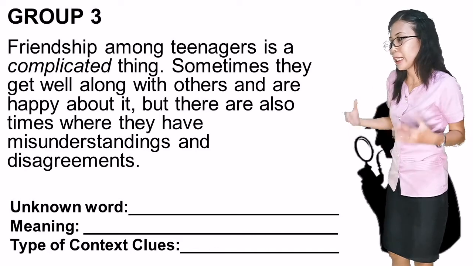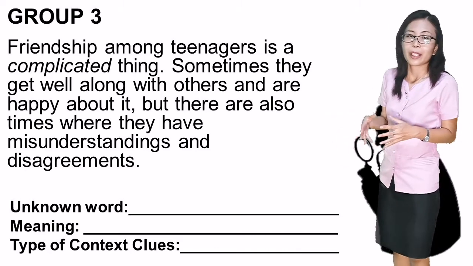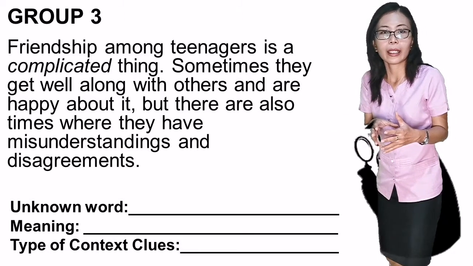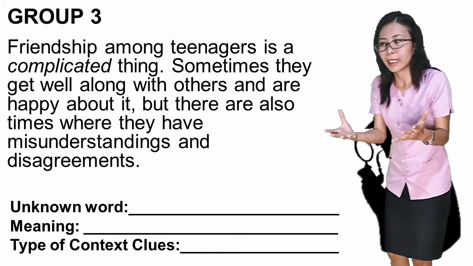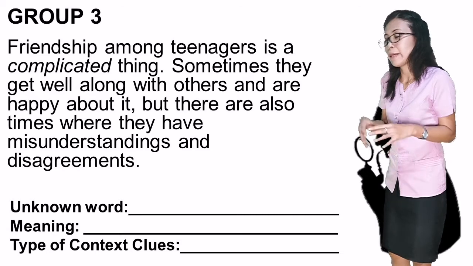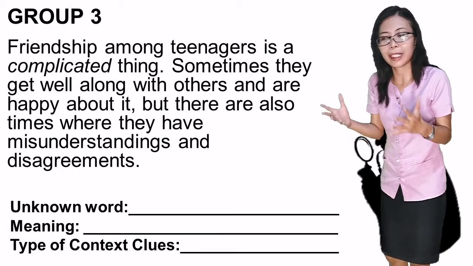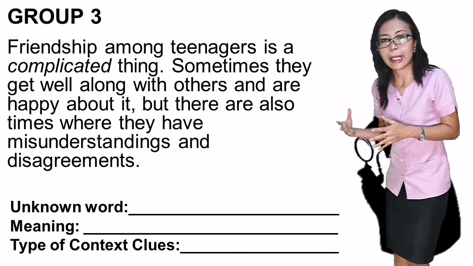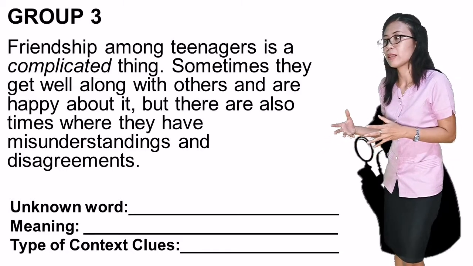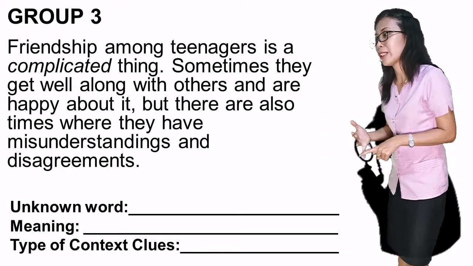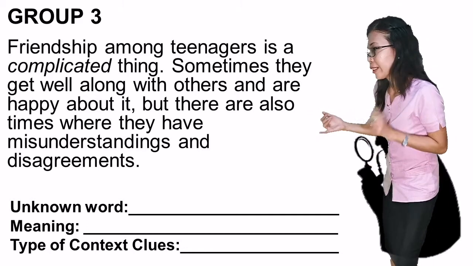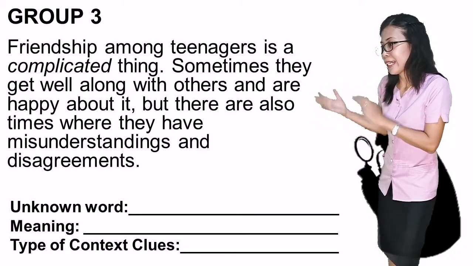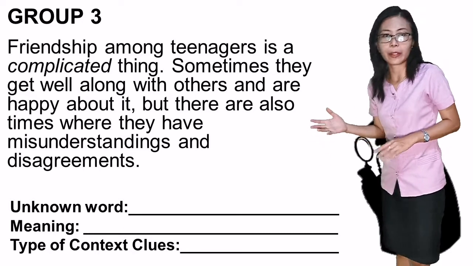That would also give us mixed emotions within us. So, the meaning of the word complicated is intricate, mixed, or a combination of many emotions, situations, very complicated situations. And the type of context clue we used is the same, experience clue, because according to the details presented, there were times that we're happy about it, and there were also times where they have misunderstandings and disagreements.